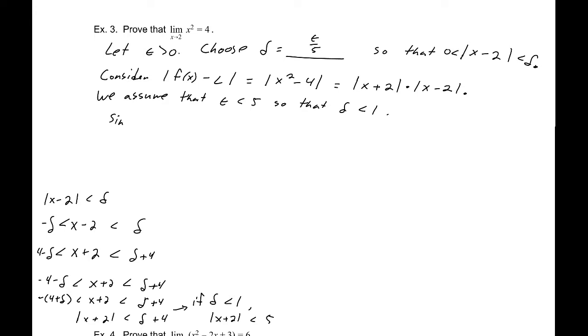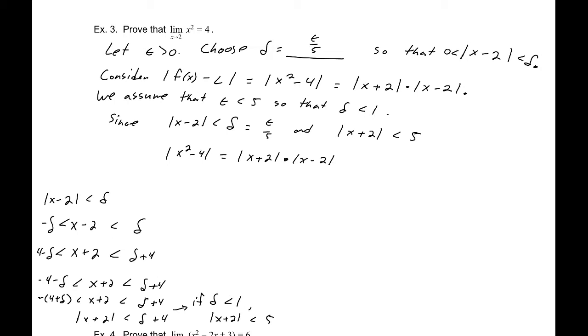Since the absolute value of x minus 2 is less than delta, which is epsilon over 5, and the absolute value of x plus 2 is less than 5, those two numbers do coincide. The absolute value of x squared minus 4, which is the absolute value of x plus 2 times the absolute value of x minus 2, is less than 5 times epsilon over 5, which is equal to epsilon. Therefore, my limit as x approaches 2 of x squared equals 4.